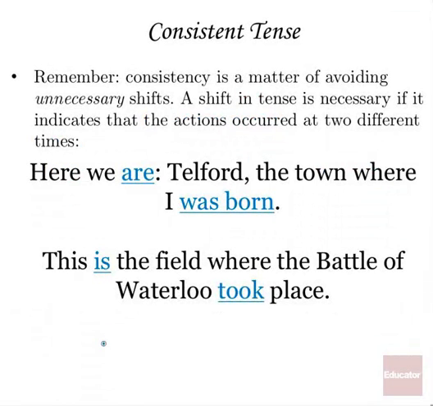All right. Remember, consistency is a matter of avoiding unnecessary shifts. A shift in tense is necessary if it indicates that the actions occurred at two different times. So, let's look at an example. Here we are, Telford, the town where I was born. Well, if the person is speaking, presumably they were born sometime in the past and they've had enough time to learn to talk. Here we are, we've arrived as of this moment, but if this is the town where I was born, well, the birth must have happened in the past because I'm standing here talking about it. So we've got one verb in the present tense and one verb in the past perfect.